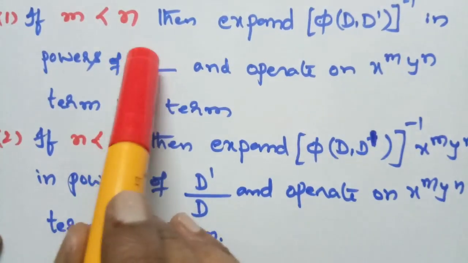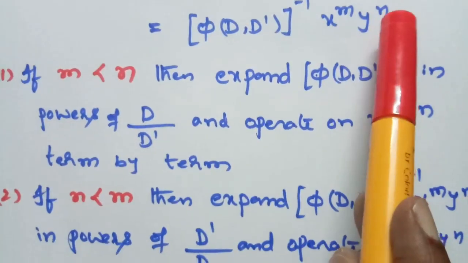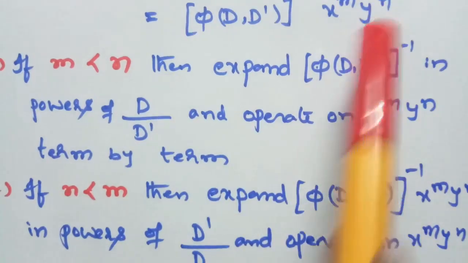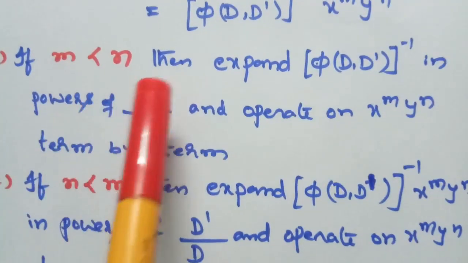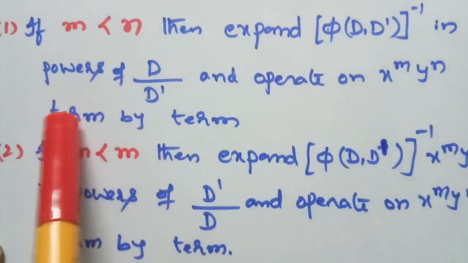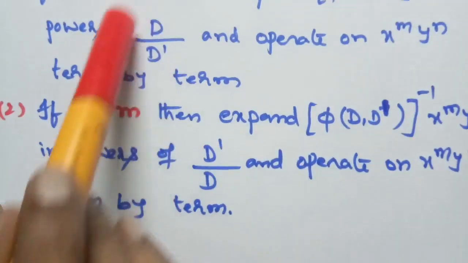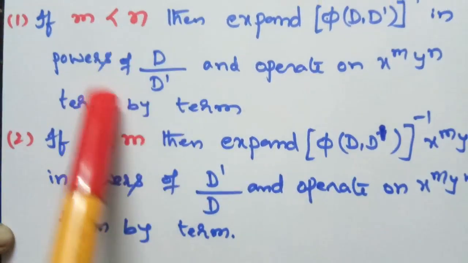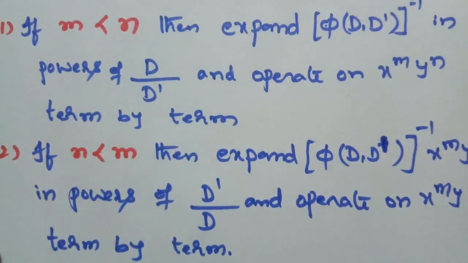Therefore, the derivative becomes 0 earlier than the derivatives of y power n. So we are expanding in powers of D by D dash and operating onto x power m into y power n term by term. So that is the reason behind the terms we are writing D by D dash.